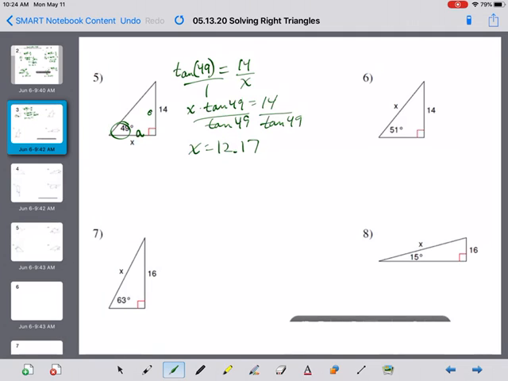For each of these, you can pause, try it, and then check. That'll help you see if you're ready to do the assignment. Okay, number 6. We have opposite and hypotenuse, O over H, sine this time. So the sine ratio of 51 is 14 over x. Cross multiply, 14 equals x times the sine of 51. Divide both sides by the sine of 51. 18.01.